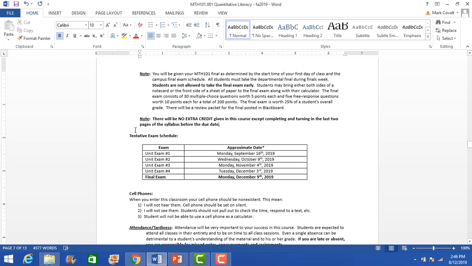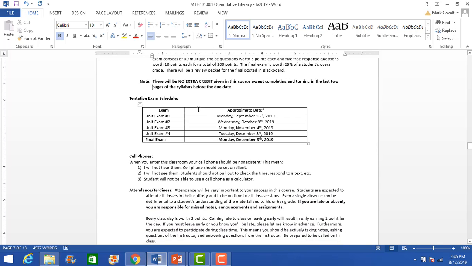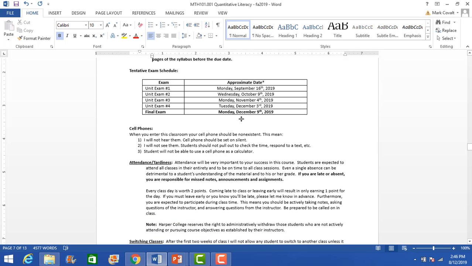Okay, so I will discuss that in a moment towards the end. Okay, so now let's hurry on. So here's the tentative dates of the final. So I put these in here for you, so easy peasy, so you can see when the exams are going to be.